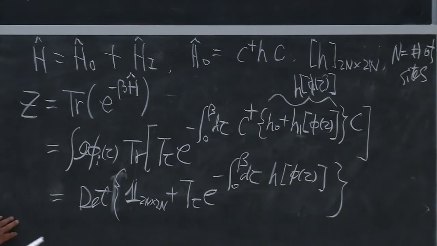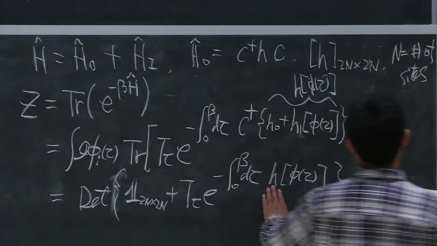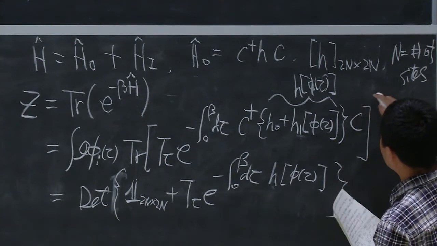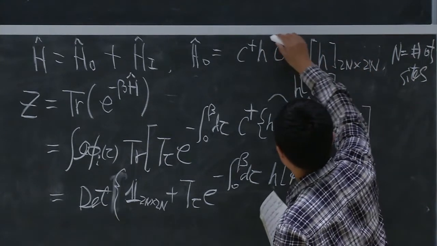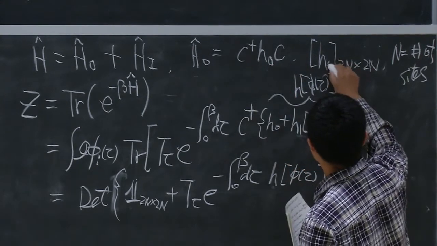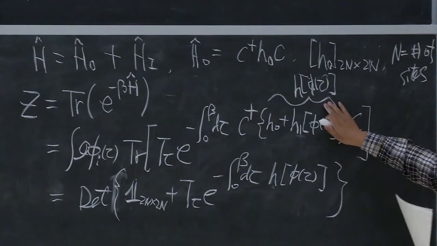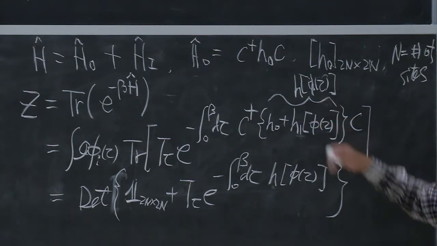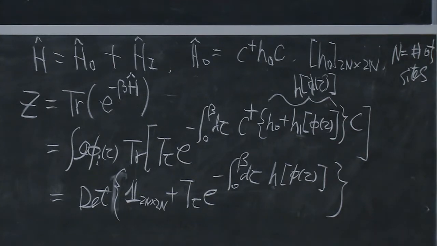Okay. Again, here, this H is a 2n by 2n matrix. Let's say this is H naught, the original non-interacting part. So this H is not a physical Hamiltonian. It's a fermion bilinear after the Hubbard-Stratonovich transformation. So the form of this H depends on what kind of Hubbard-Stratonovich transformation you do.